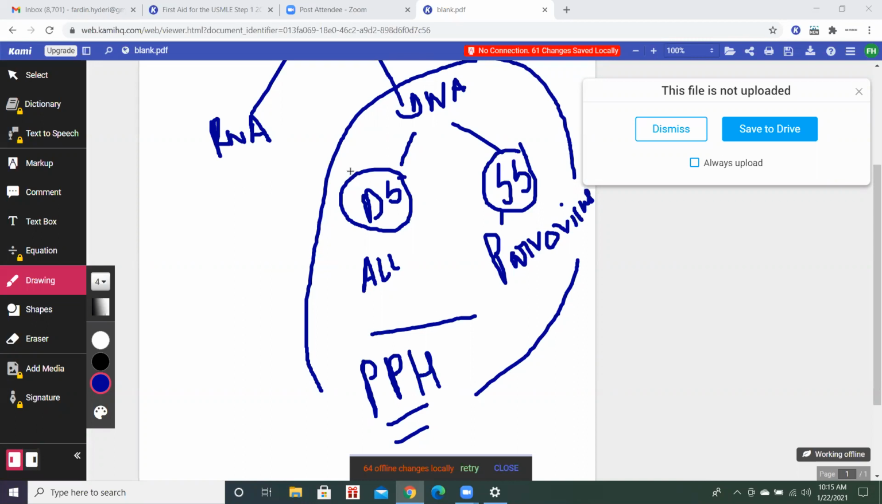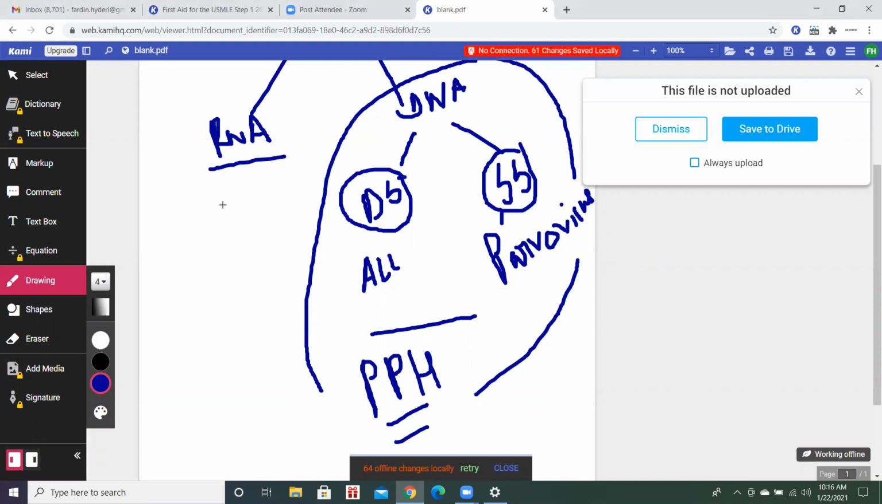Okay, next one. So we are done with the DNA viruses. DNA viruses are all double-stranded except parvovirus, which is single-stranded, and all the viruses are linear except papilloma, polyoma, and hepatitis. Are we clear with this piece of information? Yes or no? Okay, good. Next one is RNA virus.